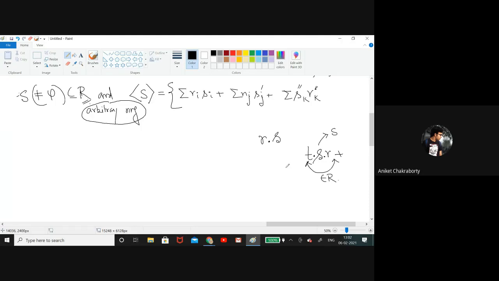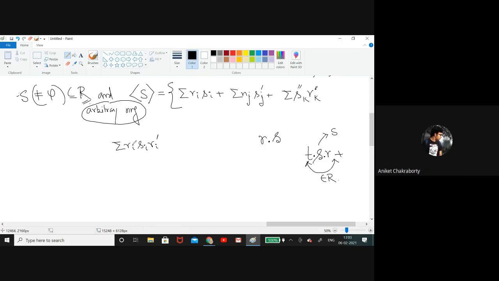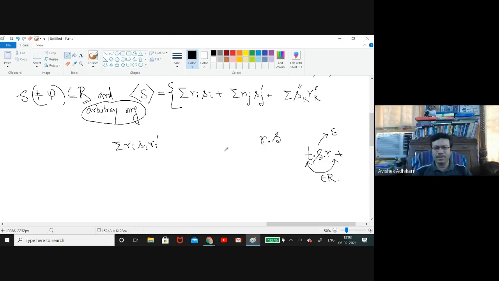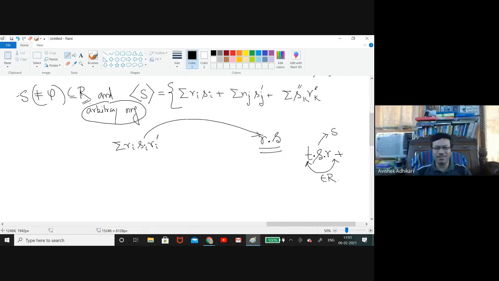Okay, sir. Then we can take a different type of expression. We can take summation NiSi and then summation RiSiRi prime. But then how will you express this from here? We don't have the identity element. You have no idea whether it will have an identity element or not.